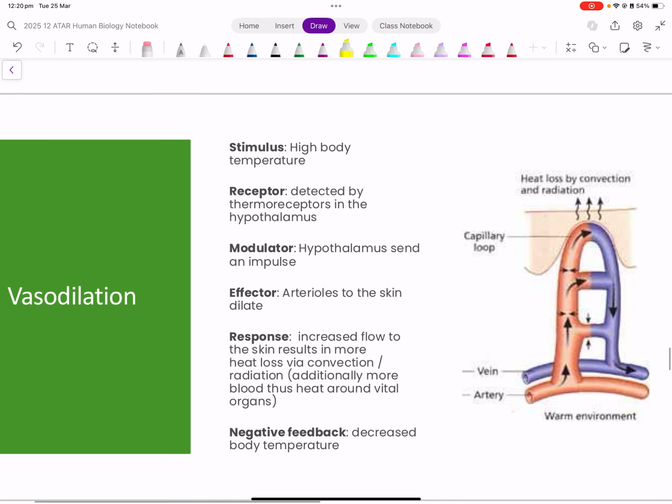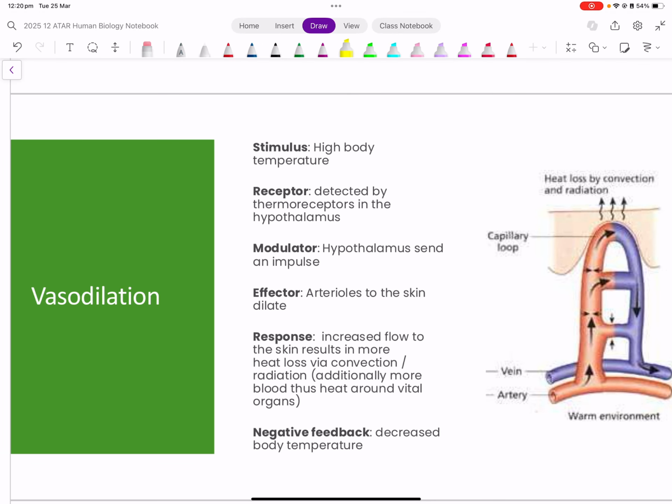But let's look at our first feedback mechanism, so vasodilation. Again, the stimulus in this instance is our new one. It is high body temperature. Our negative feedback is going to be the opposite of that, so decreased body temperature. The receptor is much the same again, thermoreceptors in the hypothalamus. The hypothalamus sends an impulse, and that impulse travels to the effector, which is the arterioles in the skin. The arterioles in the skin dilate. What is this going to do?